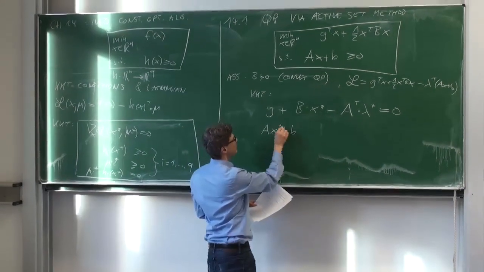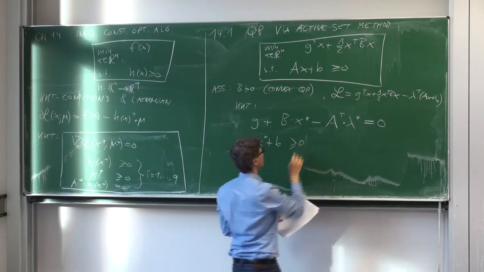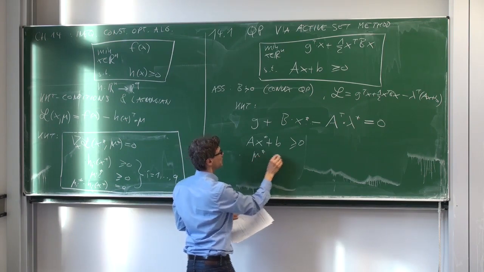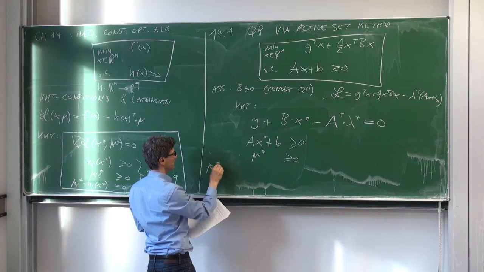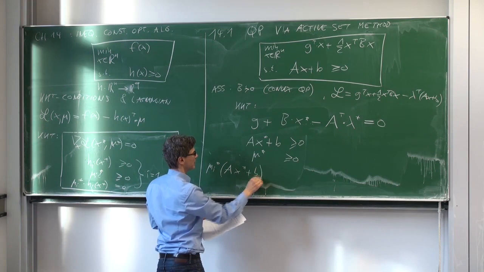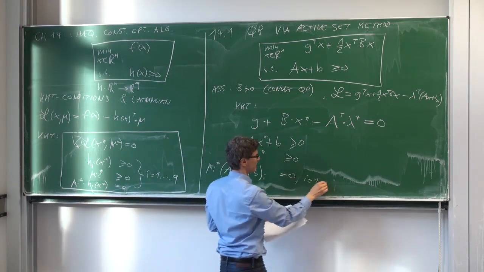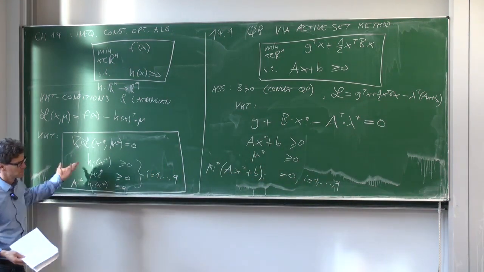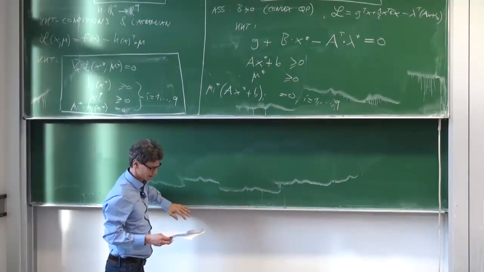I can actually still keep it for all components together, so this should be bigger or equal to 0 for all components. Also the mu's should be bigger or equal to 0, but then for the product I need to separate them: Ax star plus B, and here the ith component, that should be equal to 0 for i from 1 to Q. So these are the KKT conditions. It's just writing them down, so there was no really new thing about this.